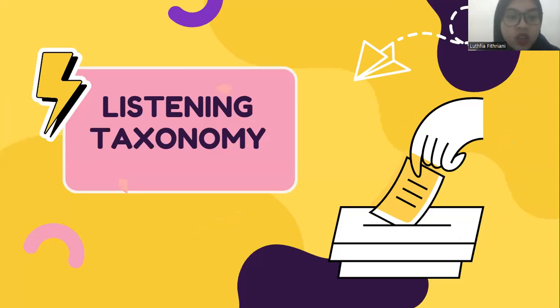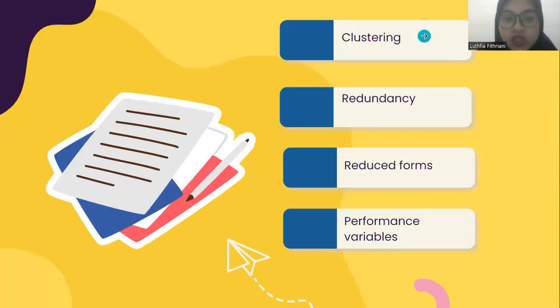Now we will move to the listening taxonomy, or a list of the things that make listening difficult. The first is clustering. Clustering means attending to appropriate chunks of language, phrases, and clauses. The second is redundancy. It means recognizing the kinds of repetition. The third is reduced forms. It means understanding the reduced forms.